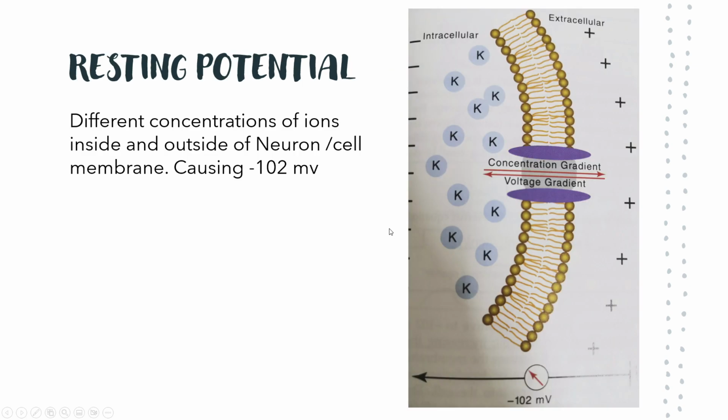So this is the resting potential of a neuron. It shows that you can see there are more positive charges outside and inside is negative charges. So as a result of the concentration gradient, there is a voltage gradient of negative 122 millivolts inside the neuron.